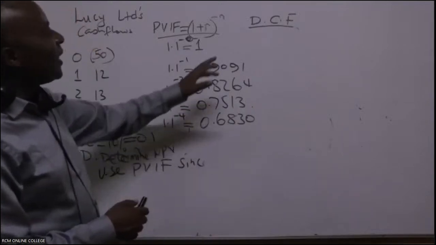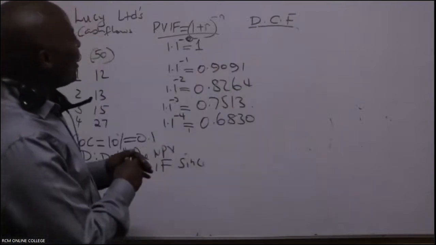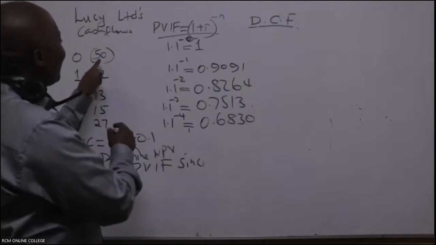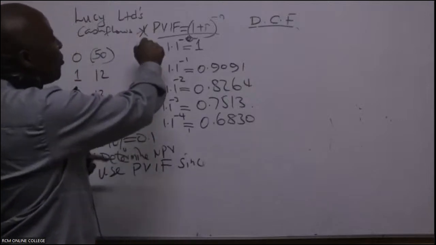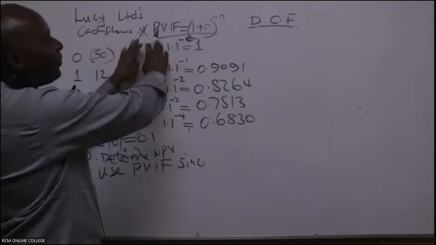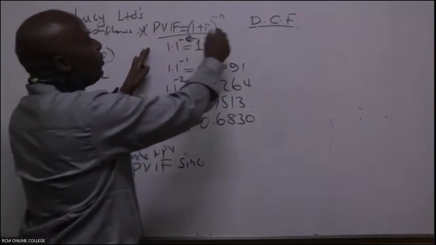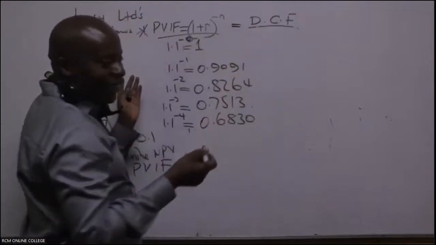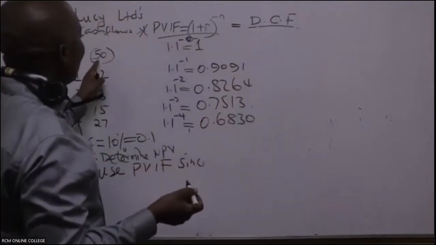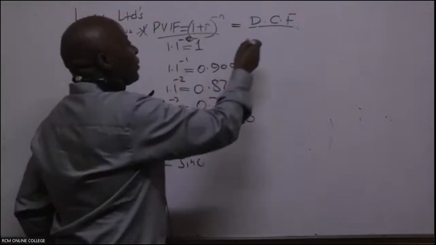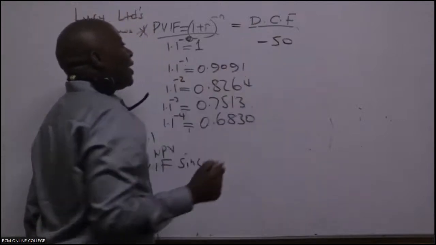So then these are discounted cash flows. How do we get these discounted cash flows? We take the cash flows that we have here and we discount them. We multiply them with this factor. So we take the cash flow times this, and you'll be able to get discounted cash flows like that. So the first one will be -50 times 1. -50 times 1 is -50.